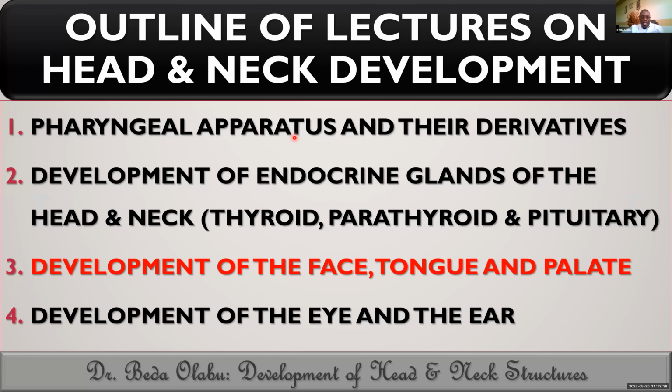If you remember, that is the outline that I was telling you about regarding the lecture series of head and neck development. So the lecture on pharyngeal apparatus and the derivatives has already been addressed. The lecture on development of endocrine glands of head and neck has also been addressed. So we're doing this third part. There's another part that will come later again, where we're going to look at development of the eye and the ear.